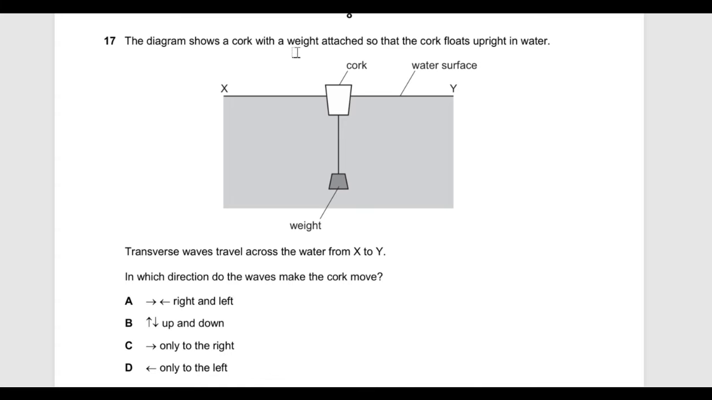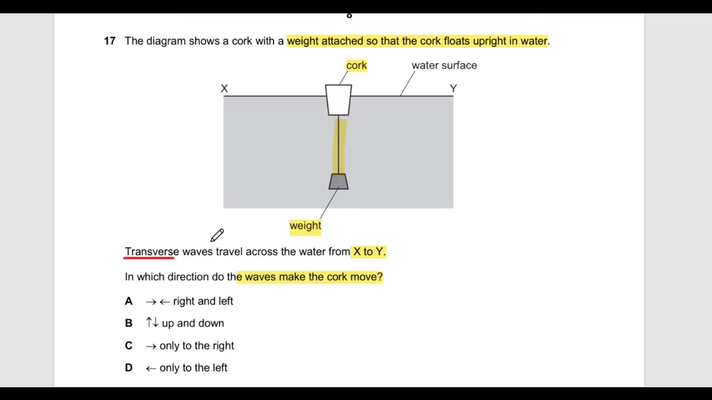Question 17 says the diagram shows a cork with weight attached so that the cork floats upright in water. This is the cork and this is a thread, and weight is attached to the thread. The transverse waves travel across water from X to Y. In which direction do the waves make the cork move?